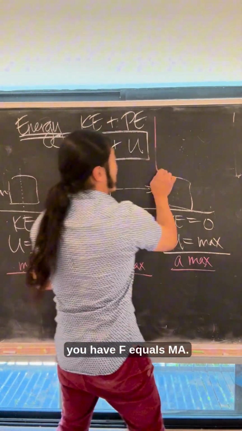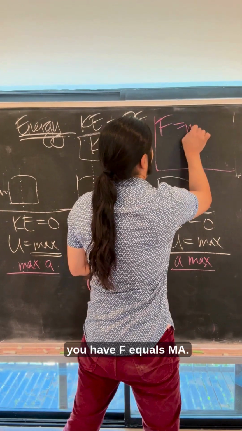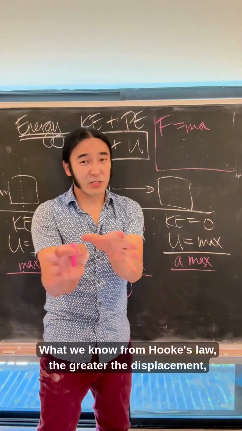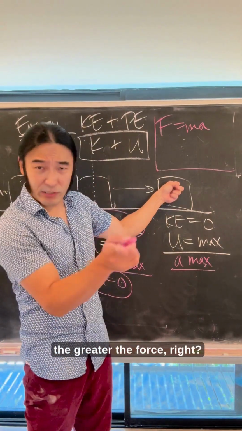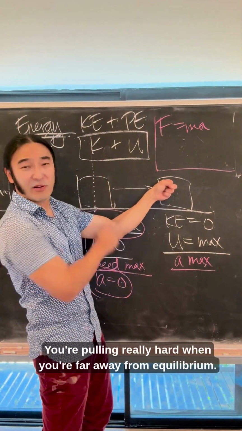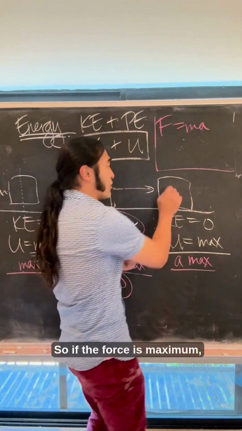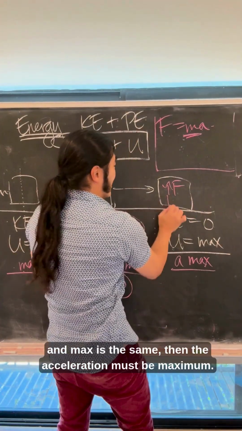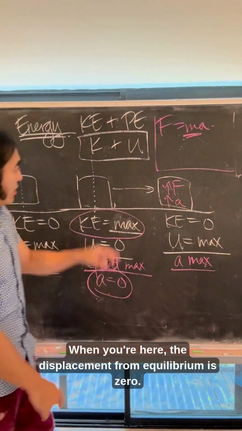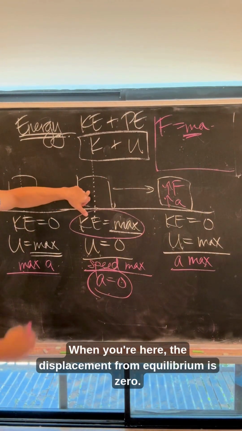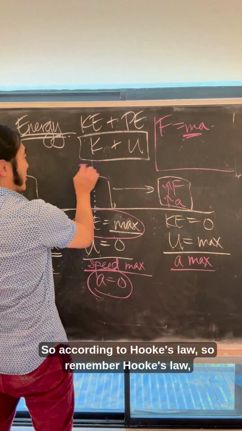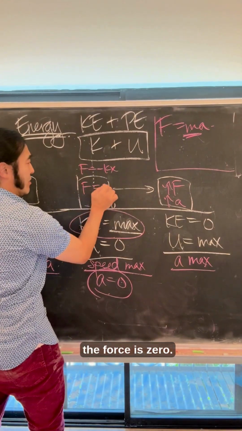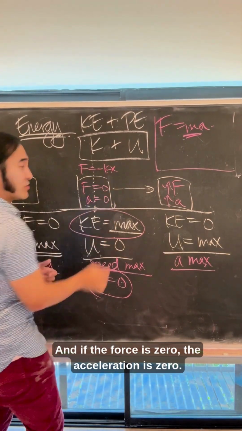Okay? So you remember you have F equals ma. So the greater the force, the greater the acceleration. But we know from Hooke's law, the greater the displacement, the greater the force, right? You're pulling really hard when you're far away from equilibrium. So if the force is maximum, F equals ma, and mass is the same, then the acceleration must be maximum. When you're here, the displacement from equilibrium is 0. So according to Hooke's law, so remember Hooke's law is F equals negative kx, if the displacement is 0, the force is 0. And if the force is 0, the acceleration is 0.